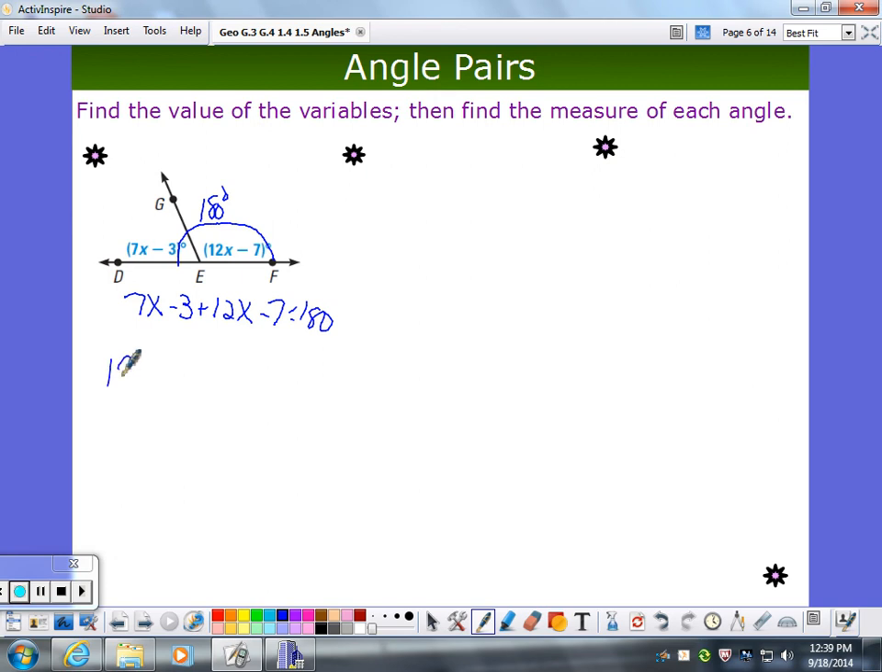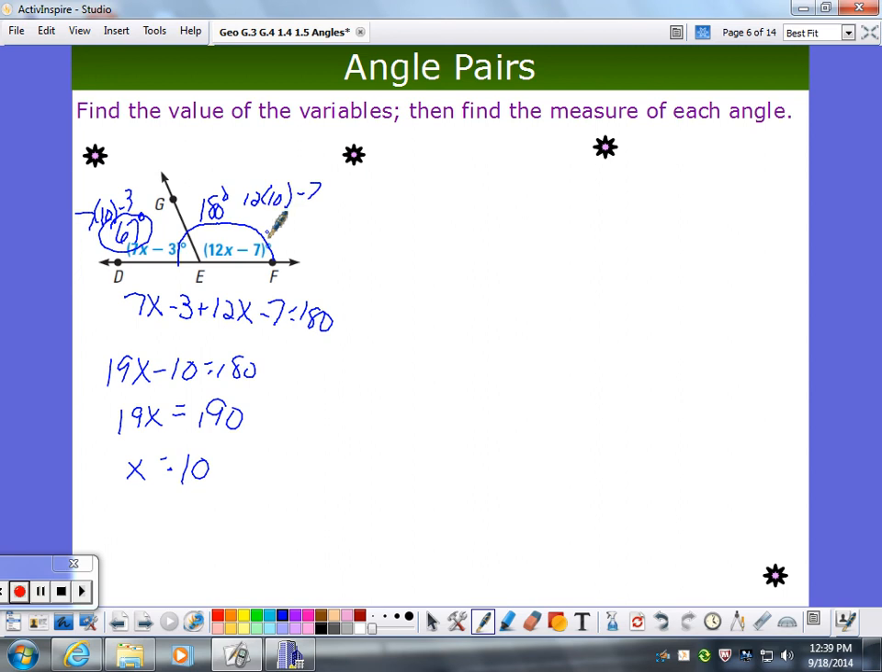So the 19x minus 10 equals 180. Add 10 to both sides using the addition property of equality. Divide by 19. Right, so I get x is 10, and now I can plug in. 7 times 10 minus 3 is 70 minus 3, 67 degrees, putting my degree symbol in. And then this one is going to be 12 times 10 minus 7. 120 minus 7. 113 degrees, right?